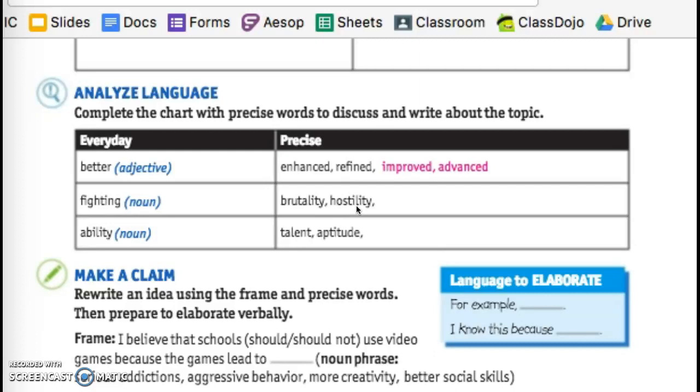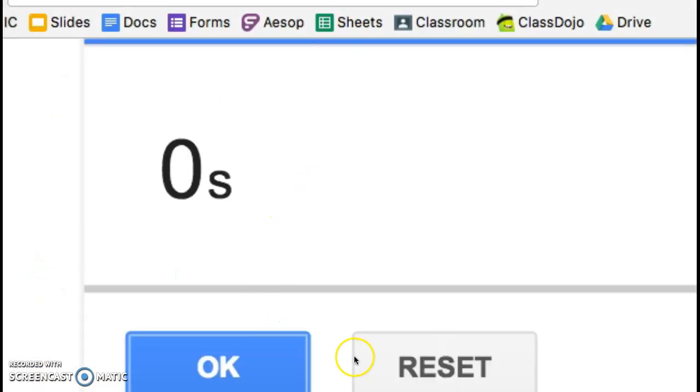All right. So what I want you to do is to come up with some of your own words that mean fighting that are more precise words for fighting. And I'll give you another 60 seconds.